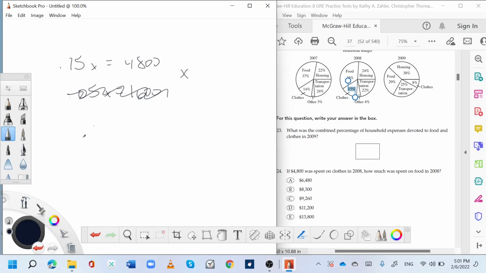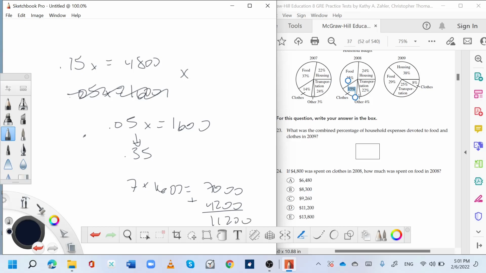This is just dividing. Sorry. How much is spent on food? All right. So we get 0.05 is dividing by 3. It's just an easy way to use a common factor. $1,600 is 5% of the total budget. How much is spent on food? Food is 0.35. 0.35 is 7 times 0.05, so 7 times 1,600 is equal to 7,000 plus 4,200 is 11,200. D is the answer.